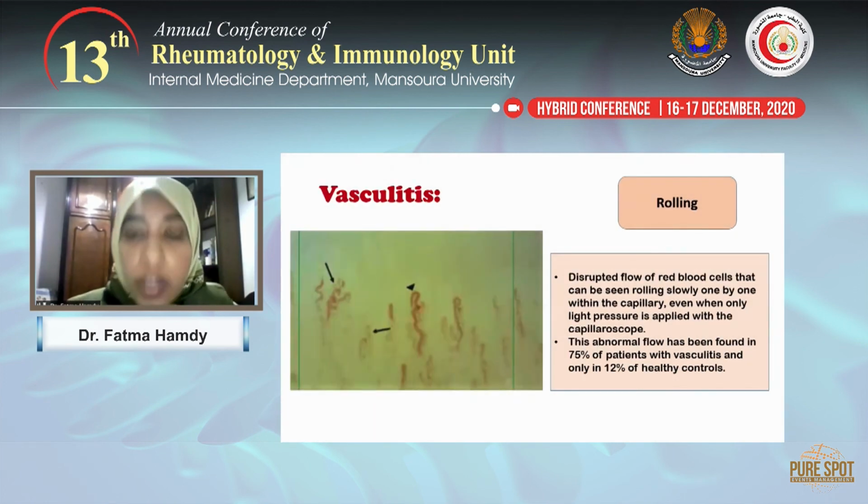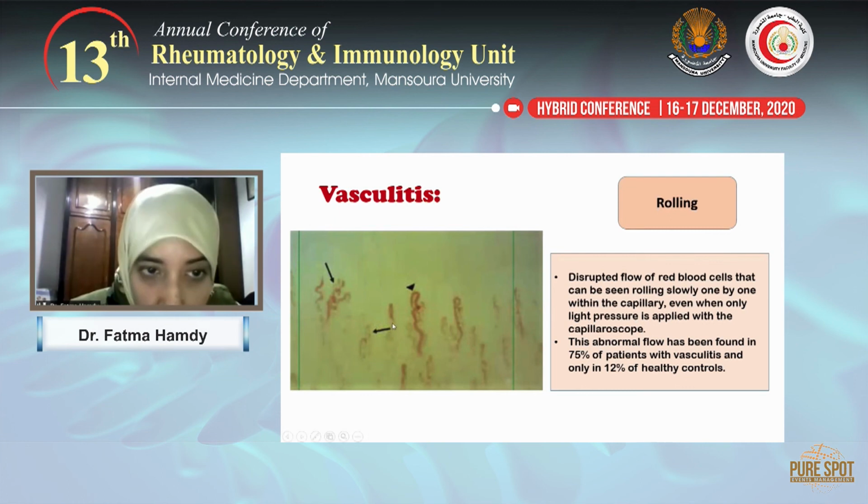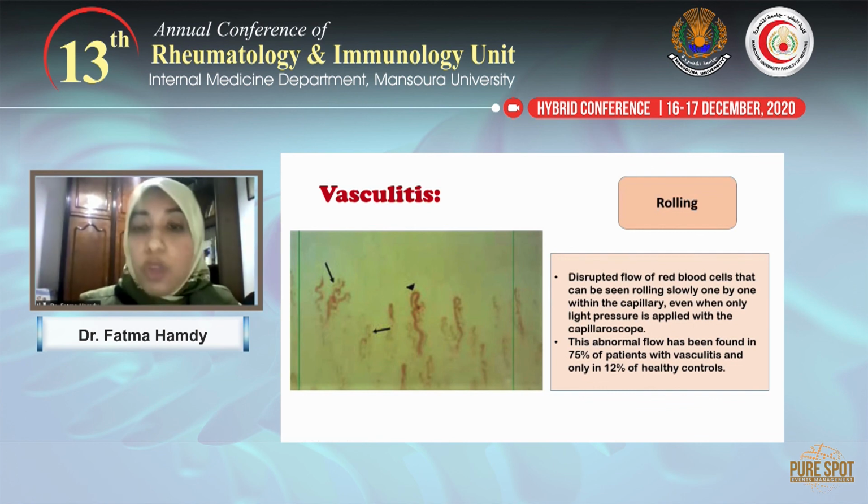Also, there is what is called rolling, in which there is disrupted flow of red blood cells, which can be seen as some rolling, some disrupted blood flow in the capillaries. It was found in about 75% of patients with active vasculitis, compared to only 12% in healthy controls.